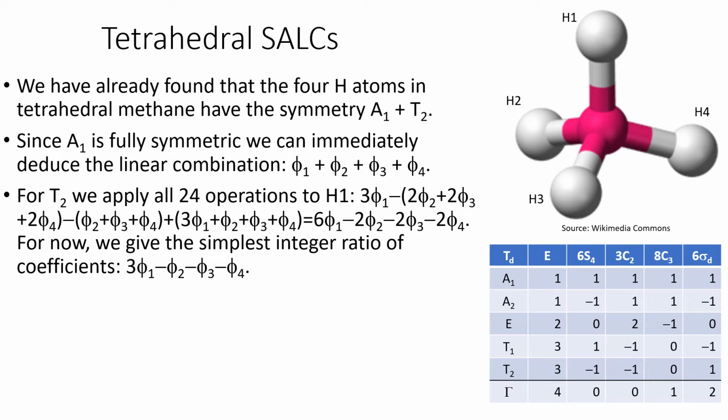Next up, we've got the C3 rotations, but you see that the character for this is 0. So there's no point working out where the hydrogen atom goes under the C3 rotations because it's all going to be multiplied by 0 anyway and will disappear. So we can jump ahead now to the 6 sigma d.